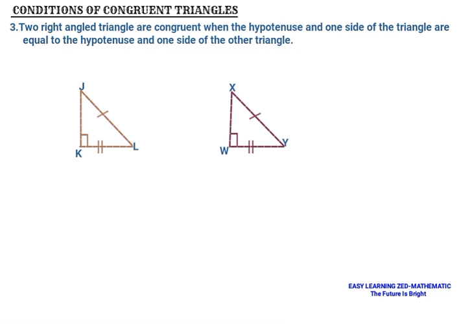So the second condition is two right-angled triangles are congruent when the hypotenuse and one side of the triangle are equal to the hypotenuse and one side of the other triangle. Okay, so this rule states that if you get two right-angled triangles, the hypotenuse and one side of the triangle should be equal to the hypotenuse and one side of the other triangle respectively.